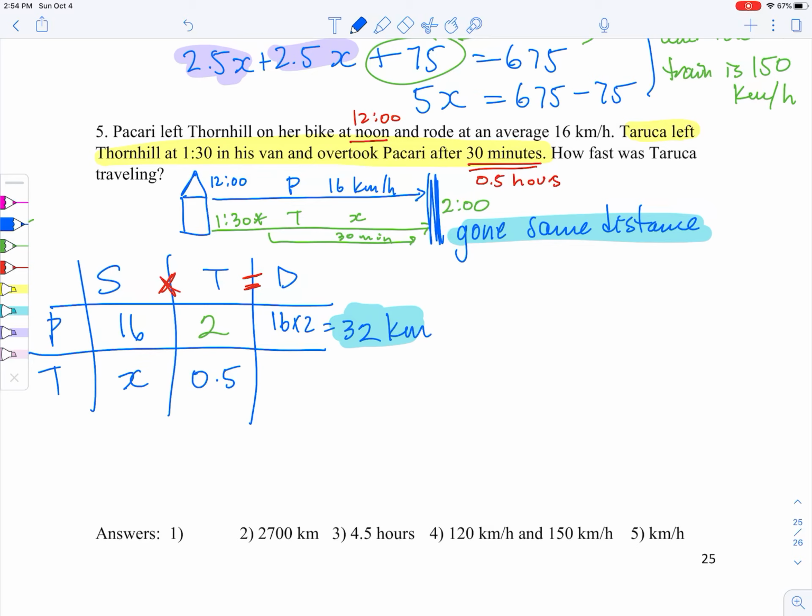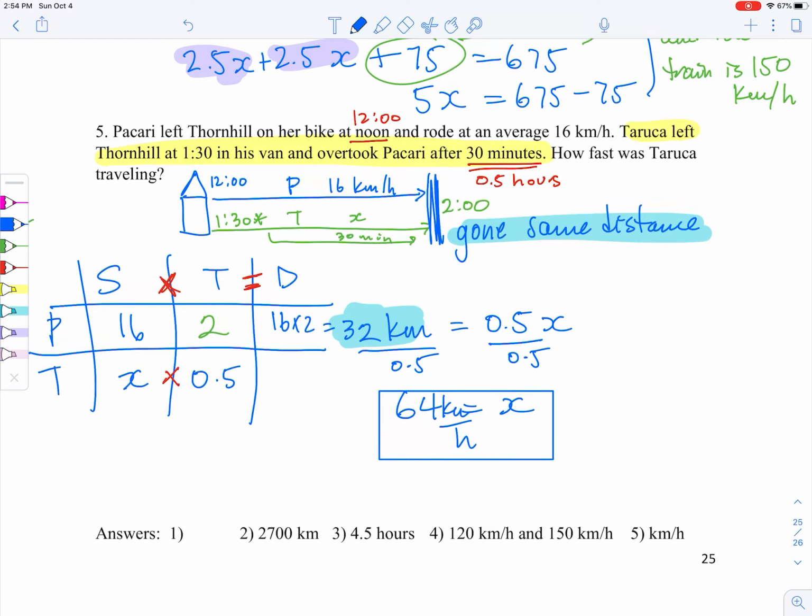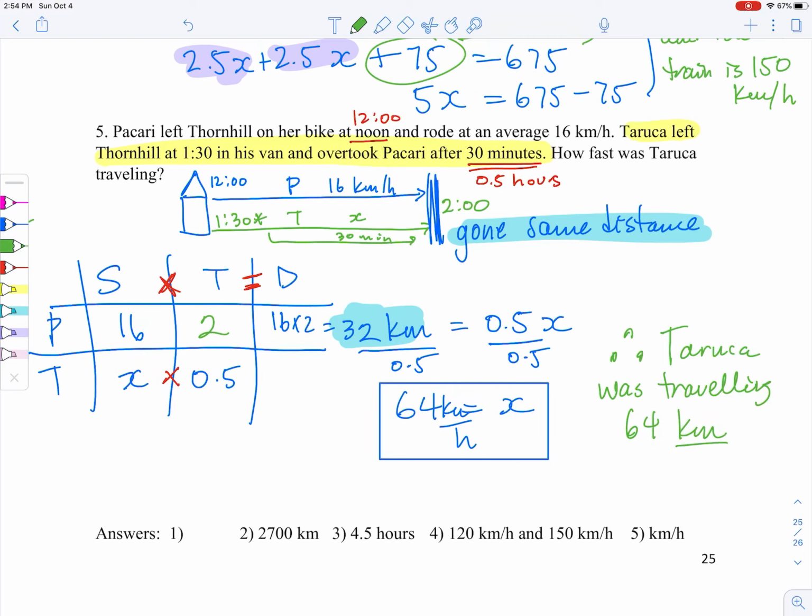So now we know that 32 kilometers is going to equal 0.5x. We get that because it's x times 0.5. So if we're solving for x, divide both sides by 0.5, and we get 64, which equals Taruka's speed, and speed is going to be in kilometers per hour. So we have now Taruka's speed, and we can answer, therefore, Taruka was traveling 64 kilometers per hour. And that's it. Thanks for watching.